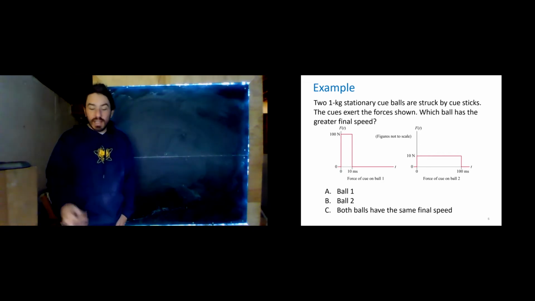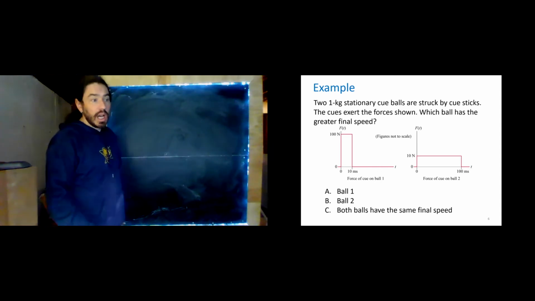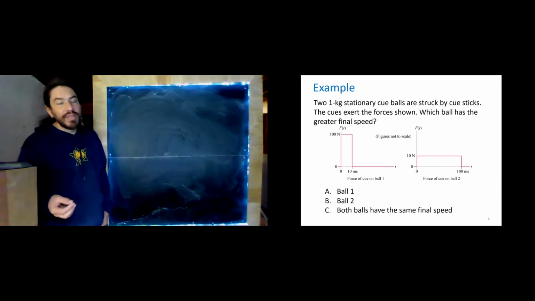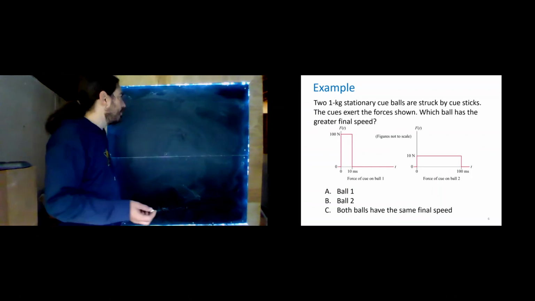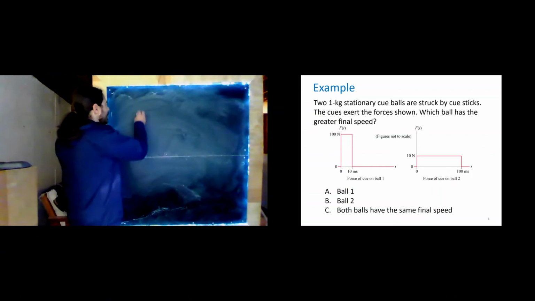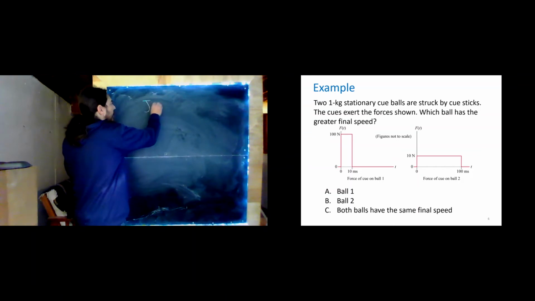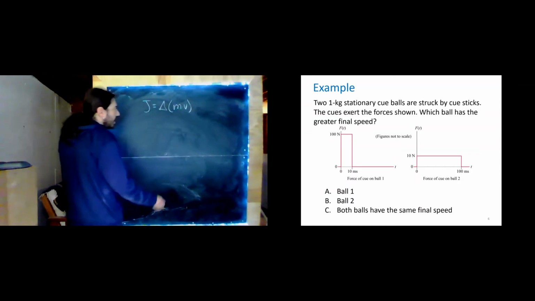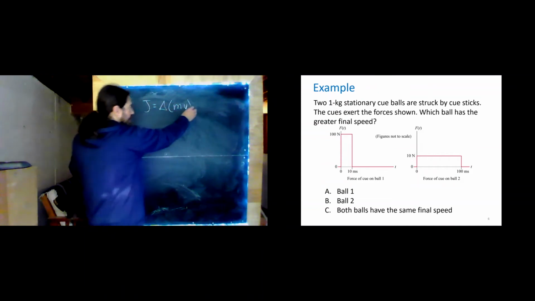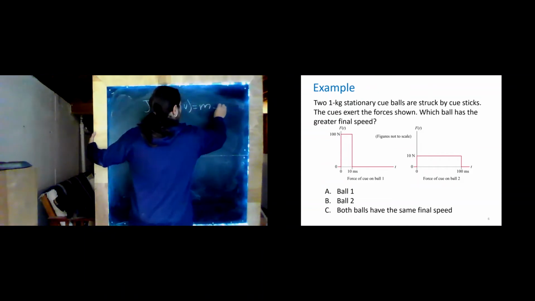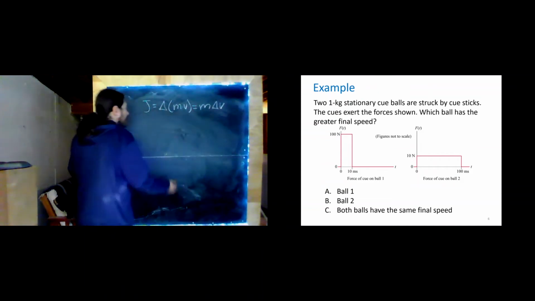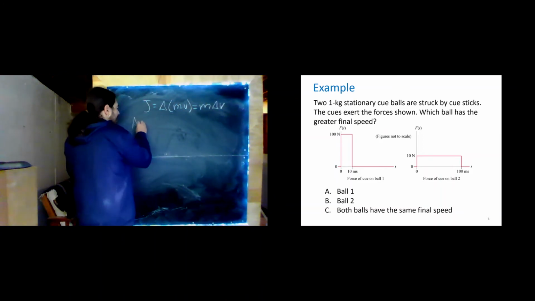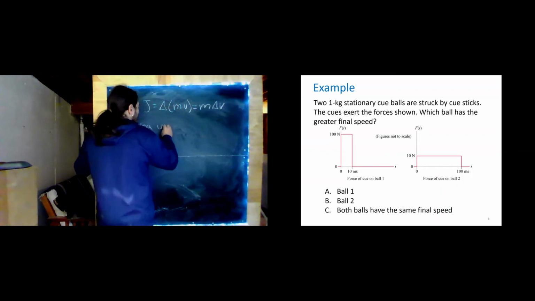Okay, so in this case, we want to think about impulse as the area under the curve. Why? Because they've given us some graphs of force versus time. And so maybe what we should think about here is impulse is equal to a change in mass times velocity. Well, of course, the mass of our balls are not changing. So then this is just mass times a change in velocity. Now, impulse in this situation, we should think about this as the area under the curve.